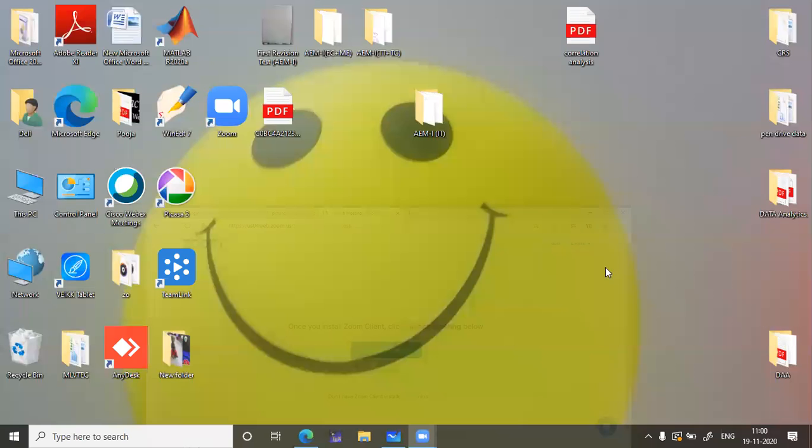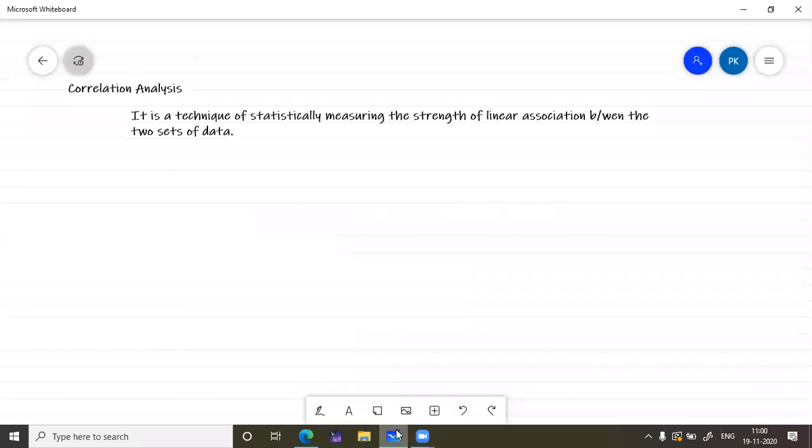So today we will start a new topic, unit two from your syllabus, which is correlation analysis. Correlation is a statistical technique which measures the strength of linear association between two sets of data. It may be positive correlation between the data, or negative correlation.